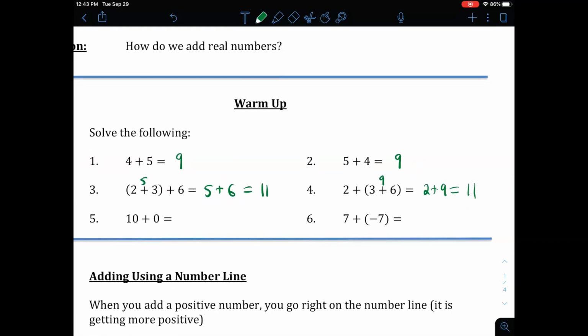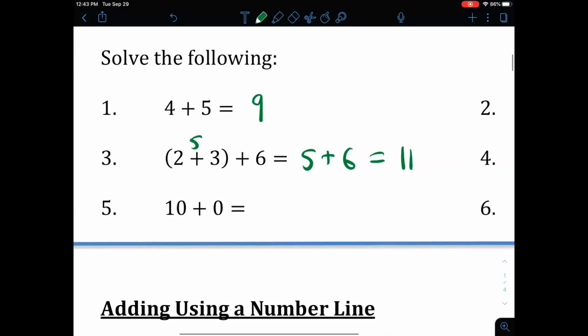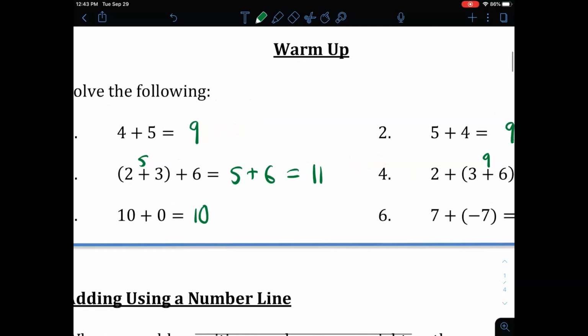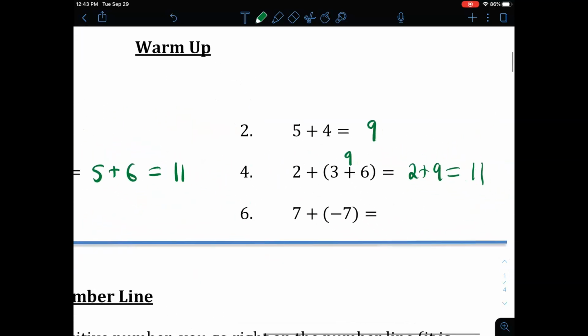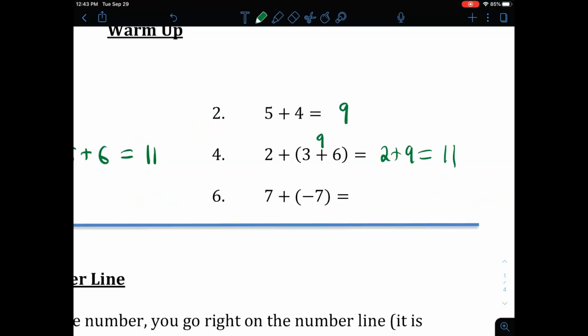Okay, cool. 10 plus 0. What's anything plus 0 going to be? It's going to be itself, right? So it's going to be 10. Pretty life-changing, crazy stuff. Now what is 7 plus negative 7 going to be? If we add opposites, we're going to get 0, right? They're going to cancel each other out.